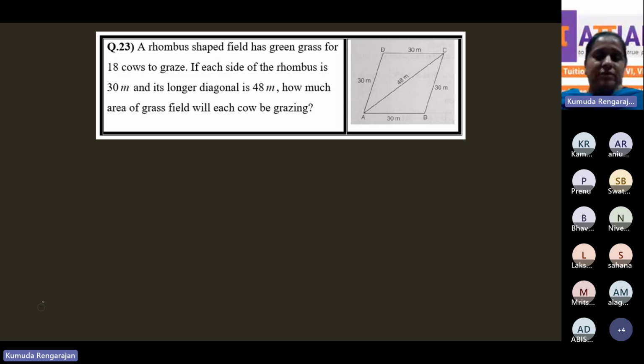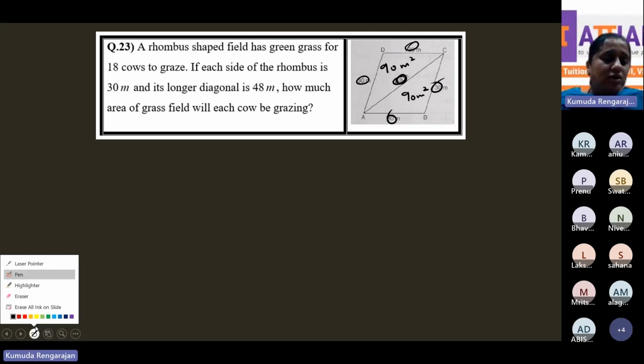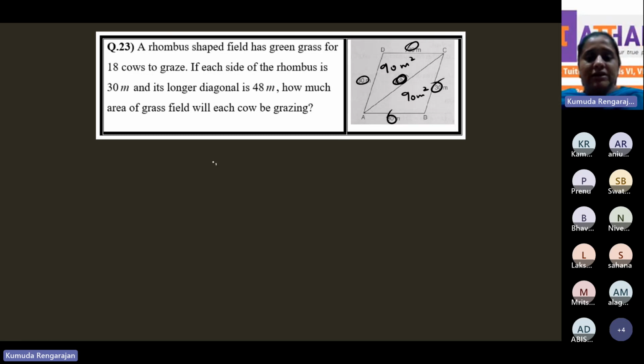Let me take a different number. Supposing the area of this triangle is 90 meters square. The area of this triangle also will be 90 meters square because they have the same sides, 30, 30, 48. So then what's the area of the rhombus? The area of the rhombus will be 90 plus 90, 180 meters square.